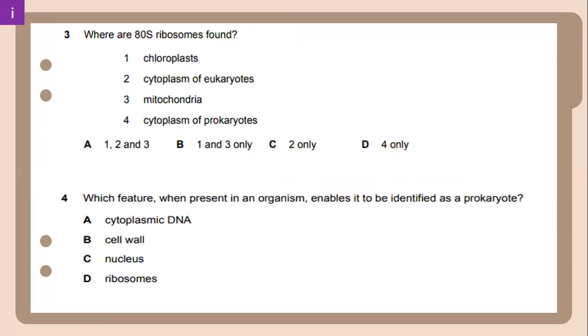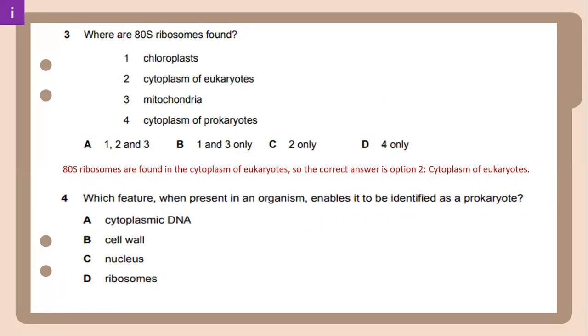Where are 80S ribosomes found? First, chloroplast. 2, cytoplasm of eukaryotes. Third is mitochondria. And fourth is cytoplasm of prokaryotes. 80S ribosomes are found in the cytoplasm of eukaryotes. So the correct answer is option 2, which is cytoplasm of eukaryotes.